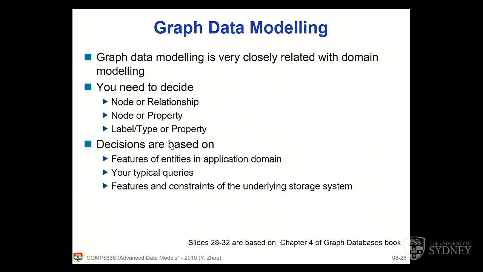Some are pretty obvious, and you can make decisions easily. Others are less obvious. Decisions are based on the features of the entities in the application domain, like whether it's very complex or whether it represents something, or your typical queries, or the features and constraints of the underlying storage system. So that's a very general principle. Most storage system design is like that.